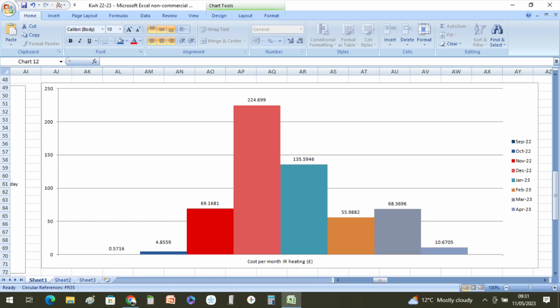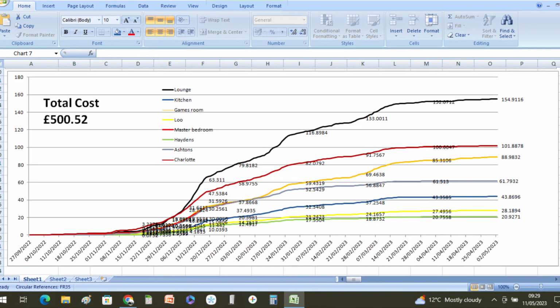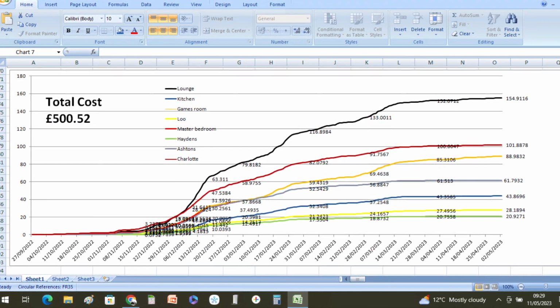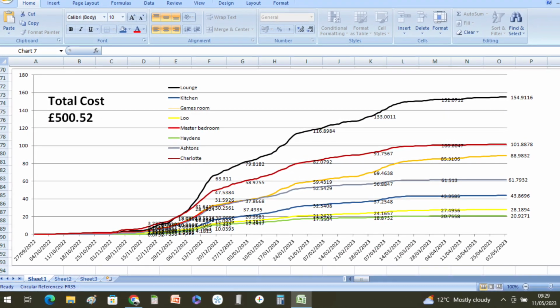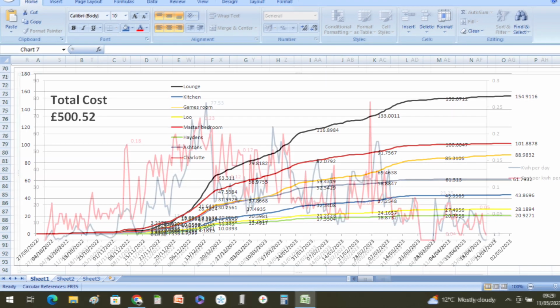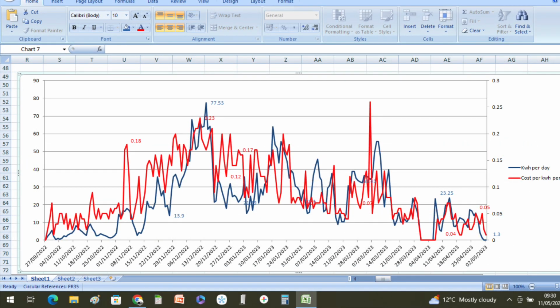Yes, that was nearly half of what we used in total. It was just used in December. And again, I've broken down the costs for each heater here, totaling £500.52. This graph here shows the peaks and troughs of how many kilowatt hours we used, which is the blue line, and as you can see we had a peak of 77.53 kilowatt hours in one day just for heating the home, and again that was back in December.